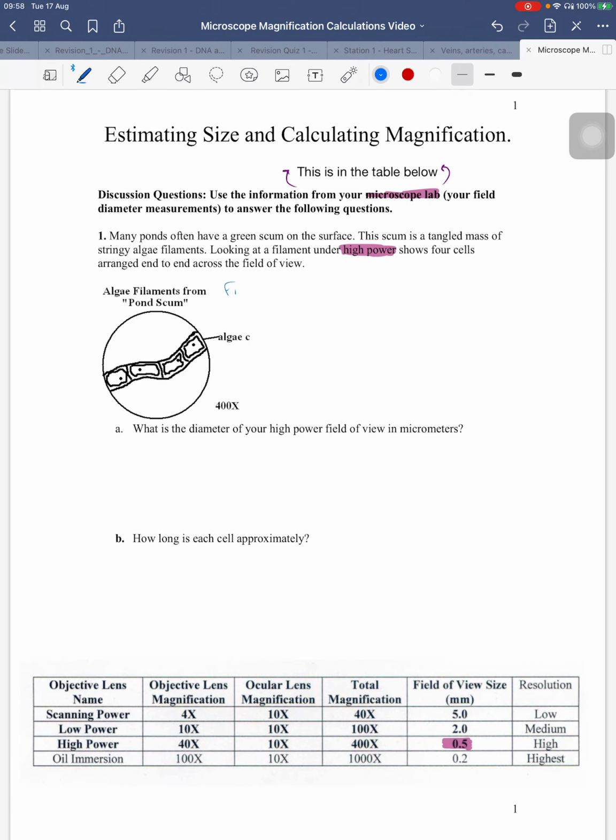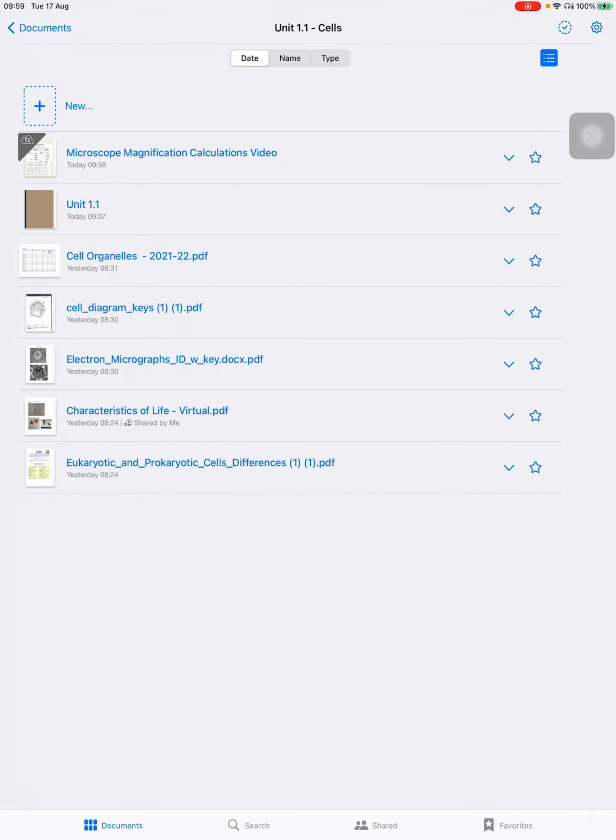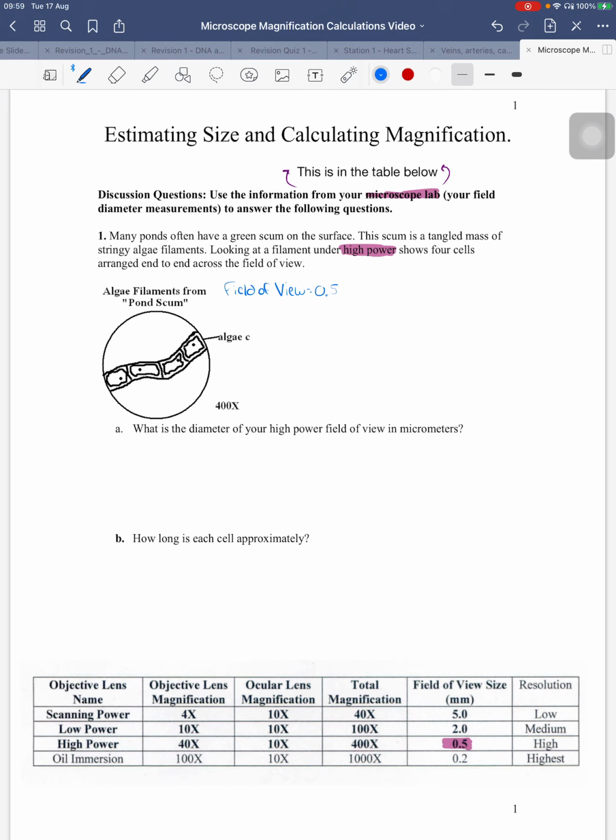Our field of view is 0.5. First, it wants to know the diameter here, and that's 0.5 millimeters. That just came from down here, no calculation required.